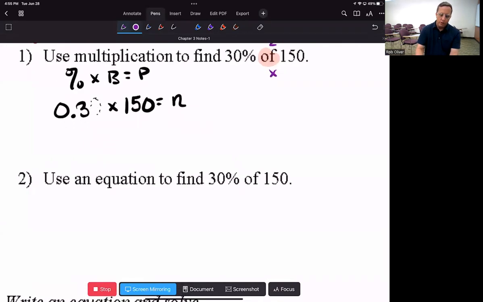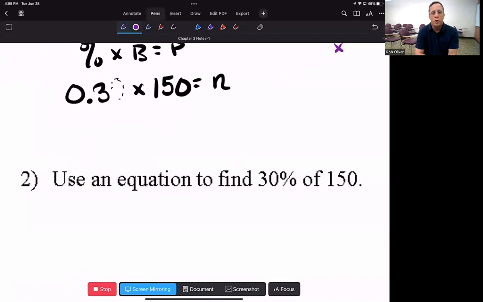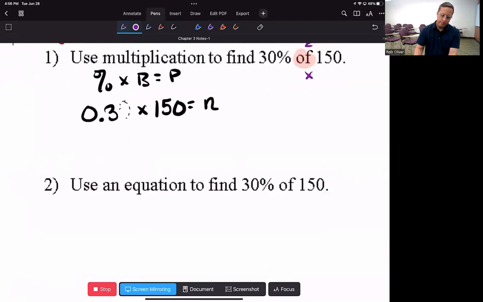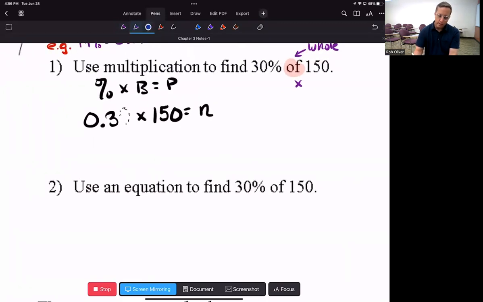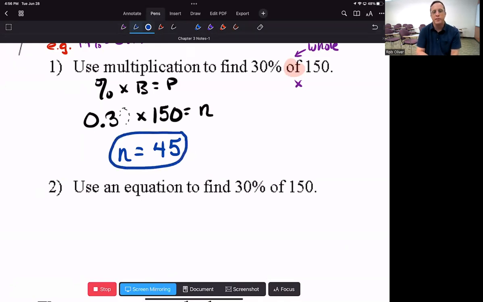So you just do 0.3 times 150, and that's 45. We're not looking for a percent on this one, so just because it's a percent problem doesn't mean we need to tack on a percent. It's just 45. That's all we're looking for. We were looking for the part.